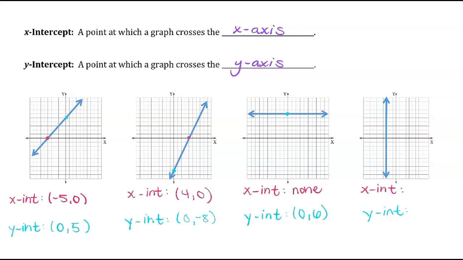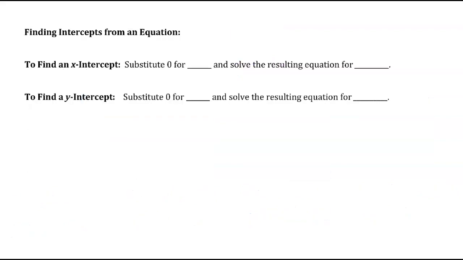On our final graph, we do have an x-intercept where this vertical line crosses the x-axis here. And that is the point -3, 0. This graph, on the other hand, does not have a y-intercept because it never crosses the y-axis. It actually runs parallel to it.